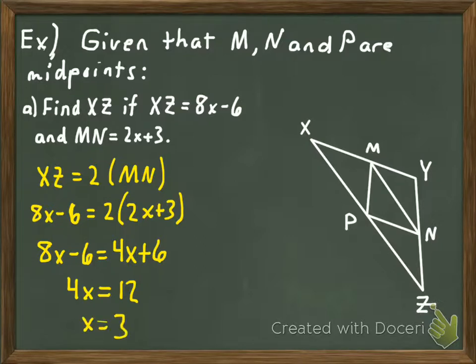Now, of course, the problem didn't tell us to find x. It said find the distance from x to z. X was just a necessary thing to use in order to find this distance. Now we'll go ahead and say then that xz equals 8 times 3 minus 6. That's 24 minus 6, or 18. All right, hopefully that makes some sense to you, right?